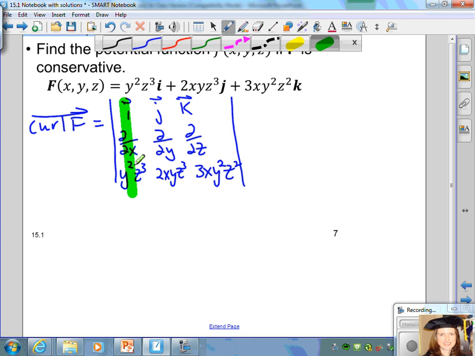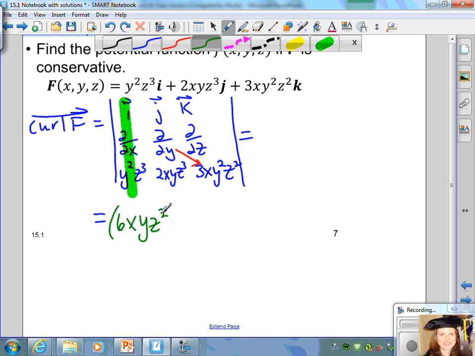So I want to cover up that first column and find the determinant of this smaller 2 by 2 matrix, and that's going to be your i component. We're going to take the partial derivative of this part right here. We're going to take the partial derivative of this with respect to y, treating y as a variable and x and z both as constants. Partial derivative of this with respect to y is going to be 6xyz squared.